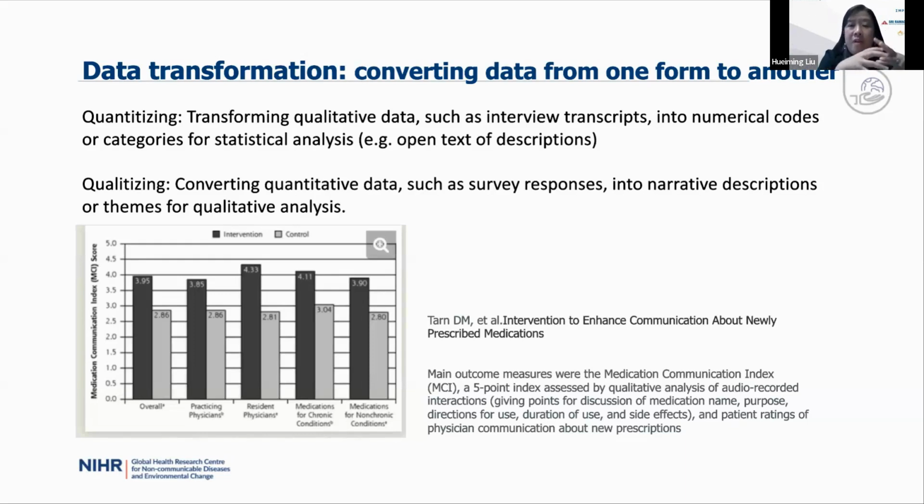And then qualitizing is when you have survey responses and you then pull them into narrative descriptions or themes, just like what we did for capability. So you can say 80% knew to use a salt substitute, and that becomes a narrative description. This here is just from another study where we're looking at medication, not us, external paper, but a medication communication index. So again, you have interactions between providers and patients, and then you're looking at the discussion, and through the analysis, you've now come up with certain categories, and that becomes that data transformation as well.